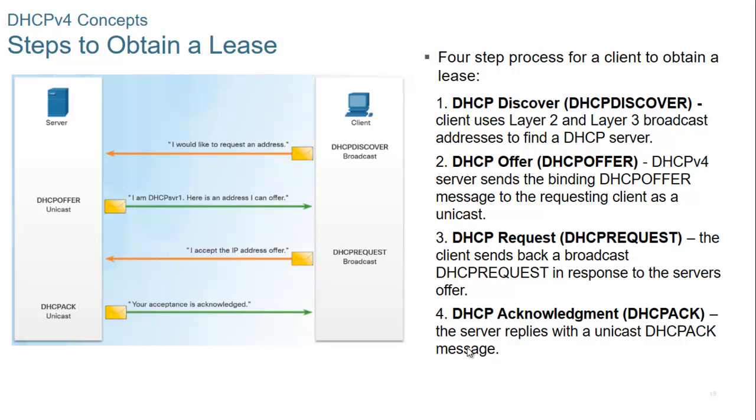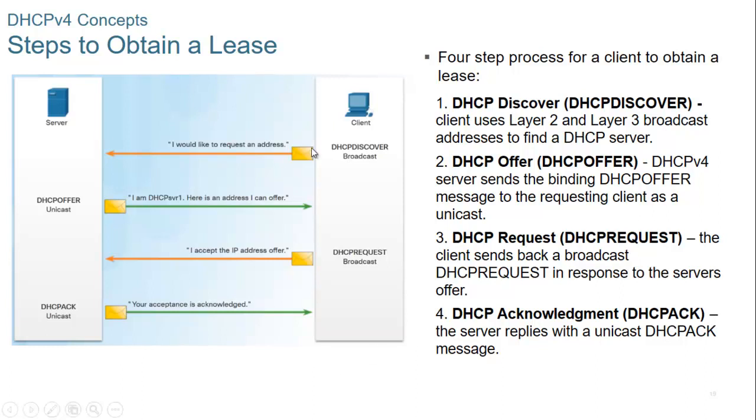So how does a host obtain a lease? The four-step process for a client to obtain a lease includes: first, it sends out the DHCP discover message. This message is broadcast, so the client uses a layer 2 and layer 3 broadcast address to find a DHCP server. Once the server gets the information, it will then reply with a DHCP offer. The DHCP server sends the binding DHCP offer message to the requesting client as a unicast.